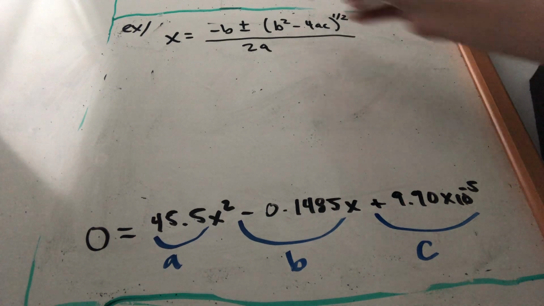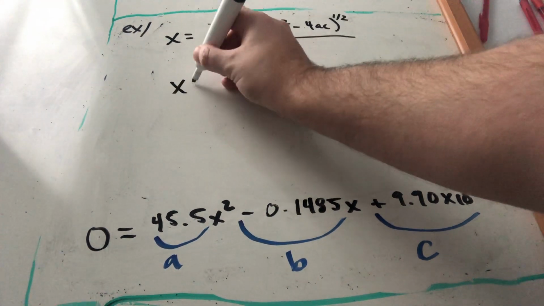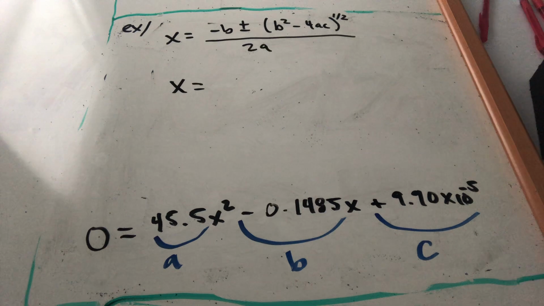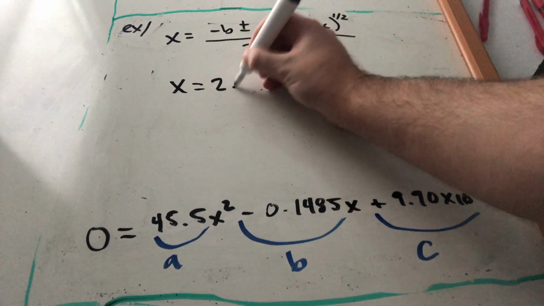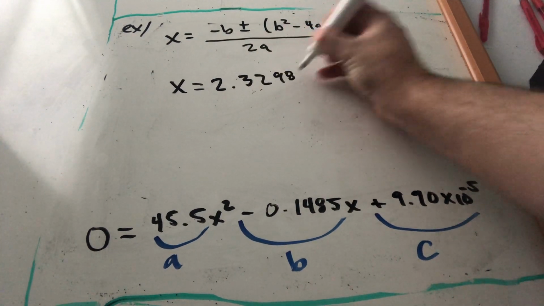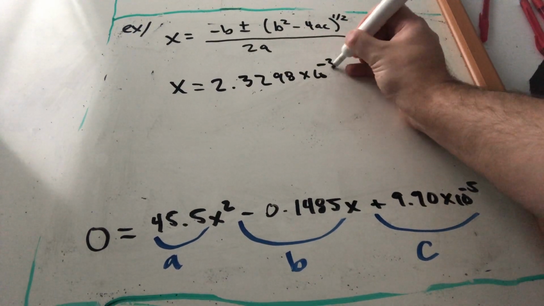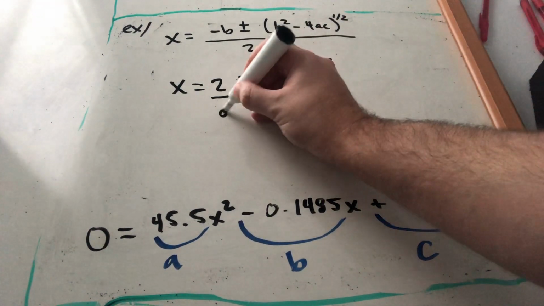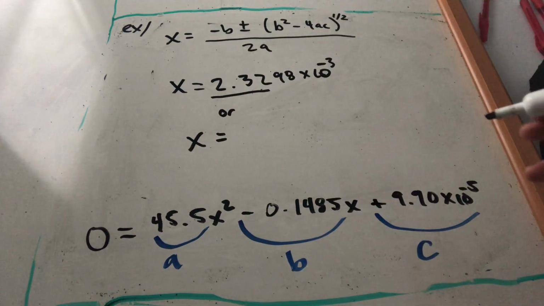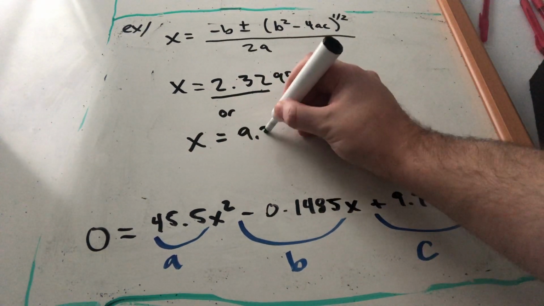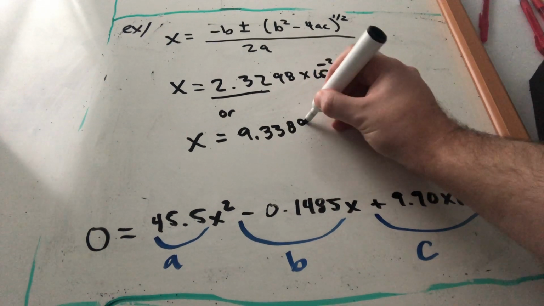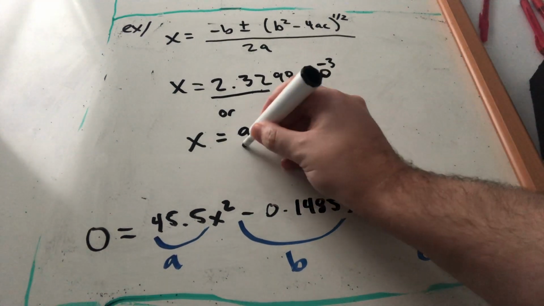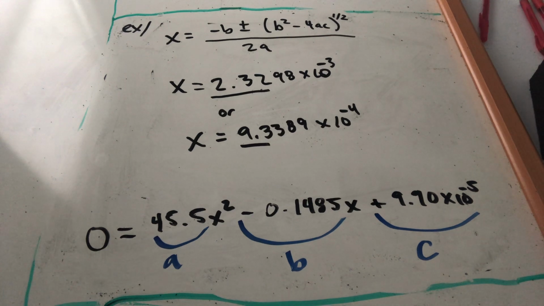I want you to practice using this quadratic formula. What you get for the x's, and there's two different x's that you get, as we would expect, is we get x equal to 2.3298 times 10 to the minus 3. And then we also get an x equal to 9.3389 times 10 to the minus 4. So do the quadratic formula and see that those are the two x's that you get.